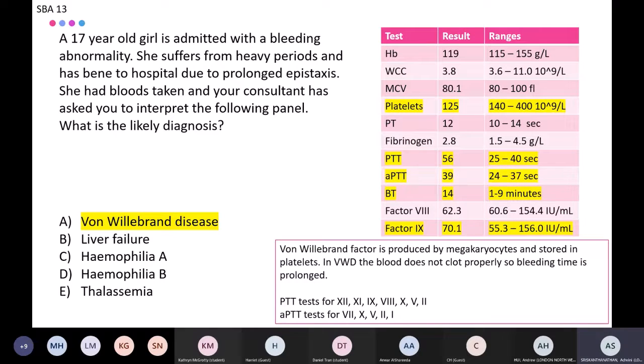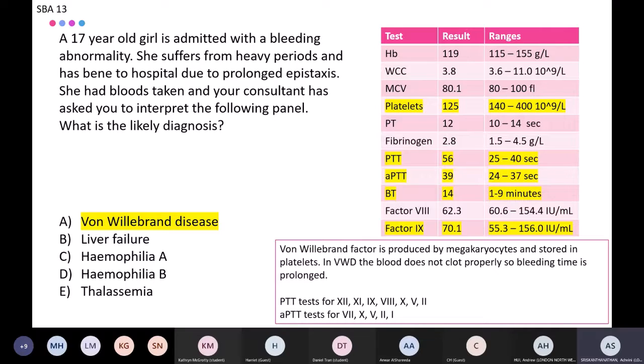Your von Willebrand factor is produced by your megakaryocytes, and it's stored within the platelets themselves. In von Willebrand disease, the blood's not clotting properly, so the bleeding time is prolonged, and that's because of the platelet dysfunction. Here you'll see that the PTT and your APTT are both slightly raised. Your bleeding time is significantly raised as well. And then you'll see your platelets will be much lower.